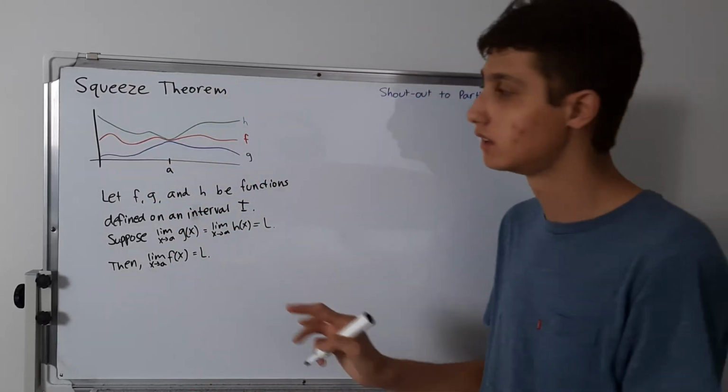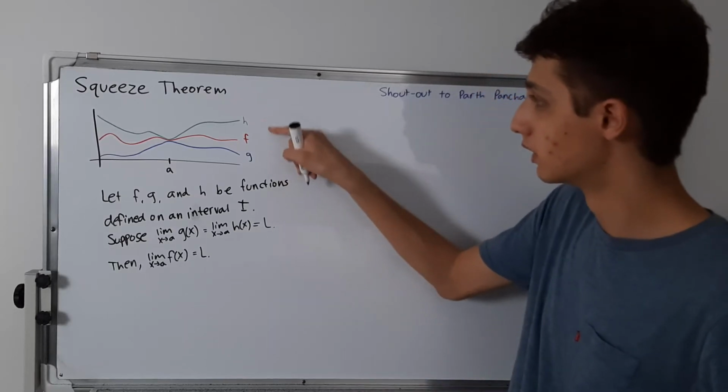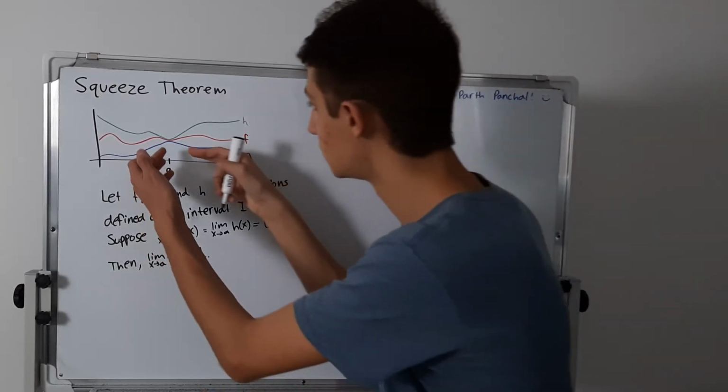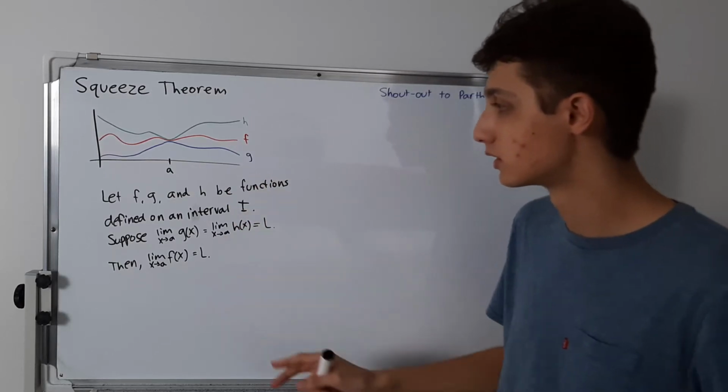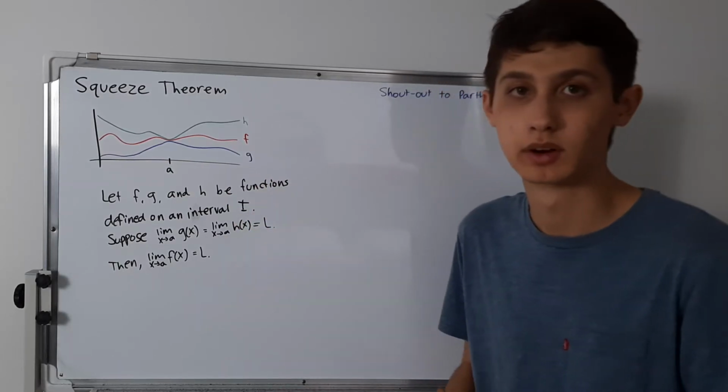That should be pretty easy to see, right? If the limits of these two are equal, they're going to squeeze through, and f is just going to be there. So that's pretty much the theorem. You probably could add a little more.